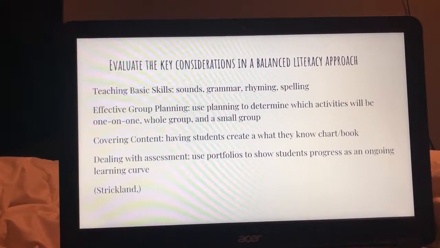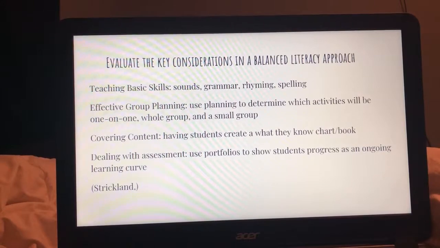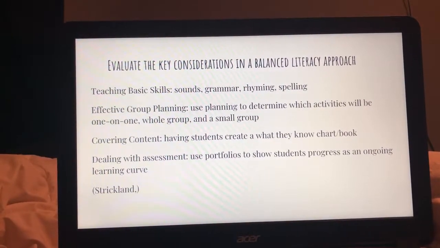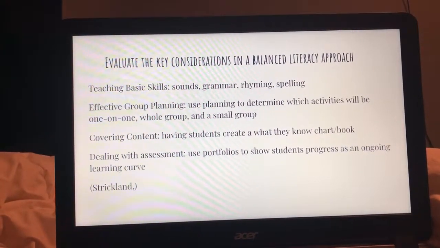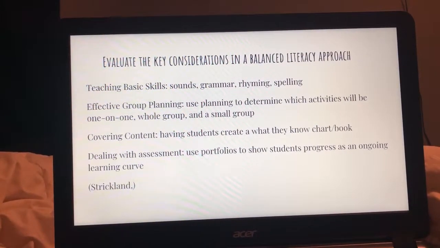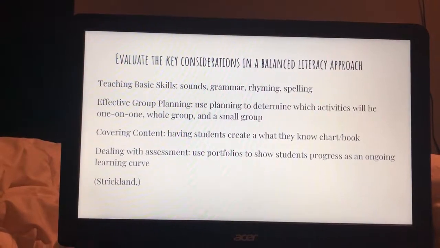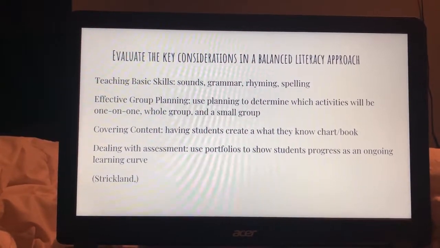First, I'm going to talk about the key considerations in a balanced literacy approach. First, you have to start with teaching basic skills like sounding out the letters of the alphabet, the grammar, where to put things, rhyming, and spelling. You can do this with flashcards, having children practice what rhymes with hat and cat, and just simple spelling.